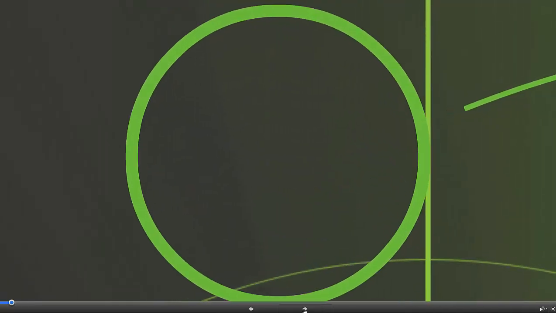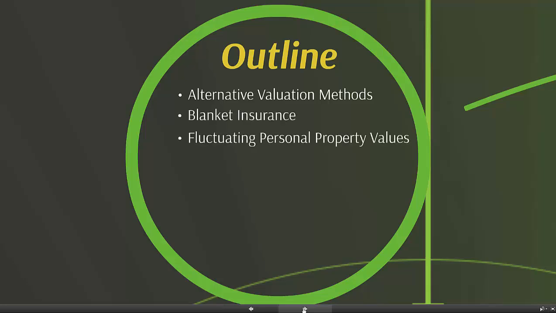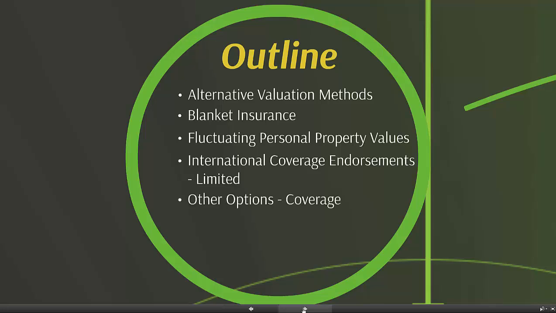Let's look at an outline for this discussion. We're going to talk today about alternative valuation methods, blanket insurance, and fluctuating personal property values. So these first three are really about valuation methods and setting limits. Then we'll look at the international coverage endorsements that are limited and some other coverage options. And finally, cause of loss forms endorsement options.